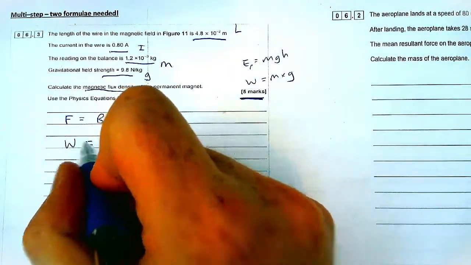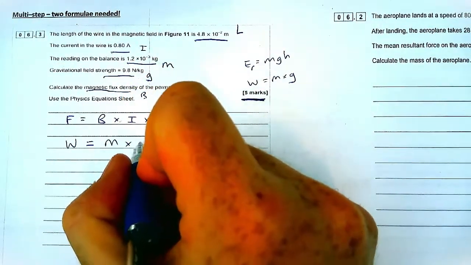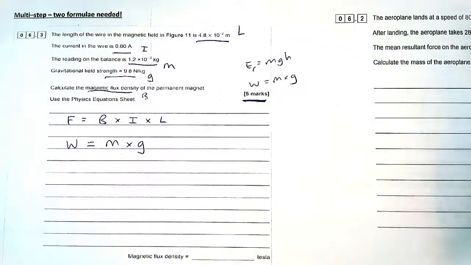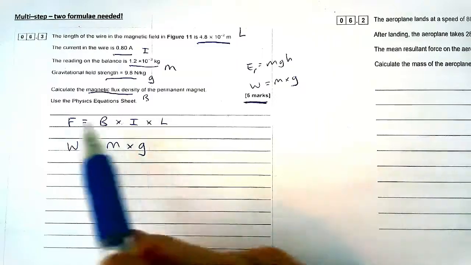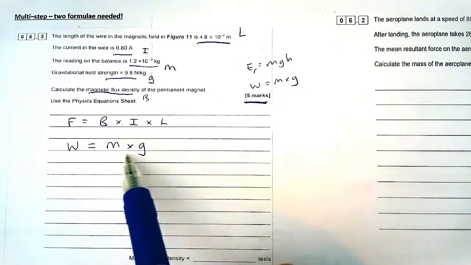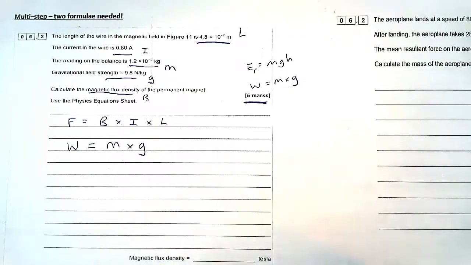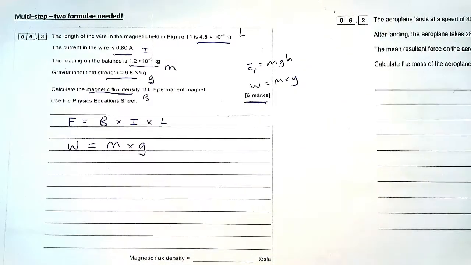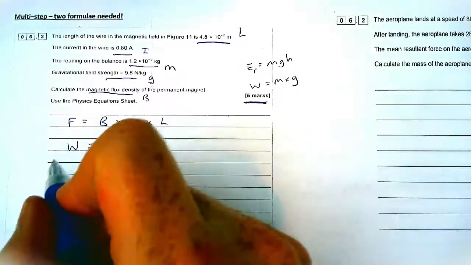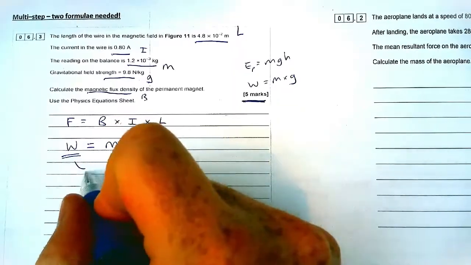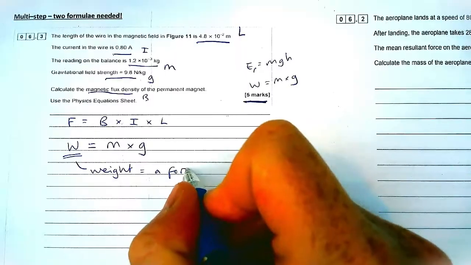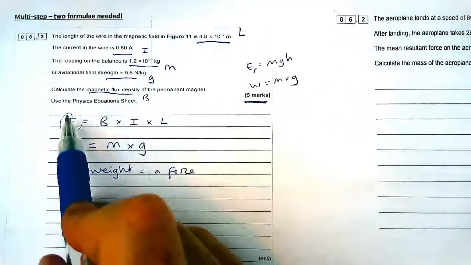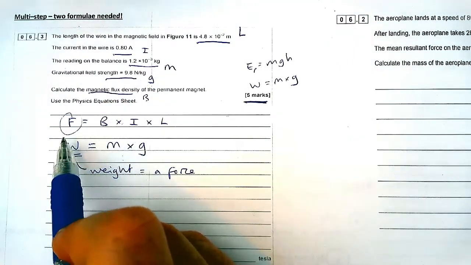Now, this question is particularly difficult because even though we've got our 2 equations, it seems like there's not enough in common. They both have 3 totally separate, well, this one has 4, this one has 3 totally separate values. So what we're going to have to do is a little bit of physics detective work as well. And our physics detective work is that W stands for weight, and weight is a force. Now, if it's a force, then we can put it into this equation because we know F stands for force here.